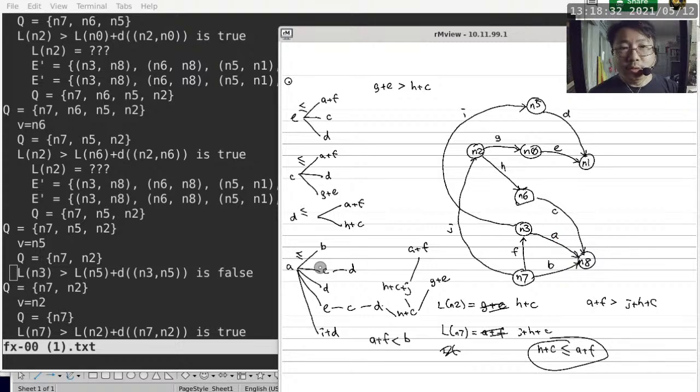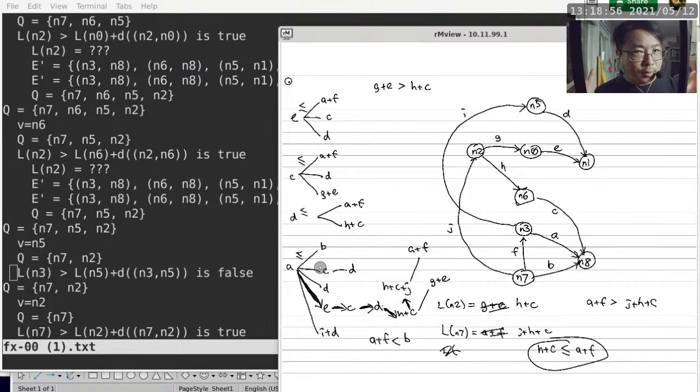All right, so let me highlight the line that I think is particularly helpful. A is less than or equal to E. E is less than or equal to D to C. C is less than or equal to D. D is less than or equal to H plus C. H plus C is less than or equal to H plus C plus J.